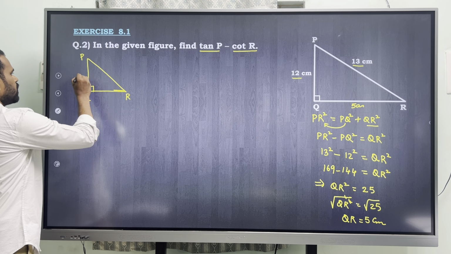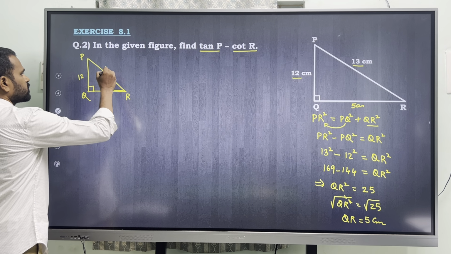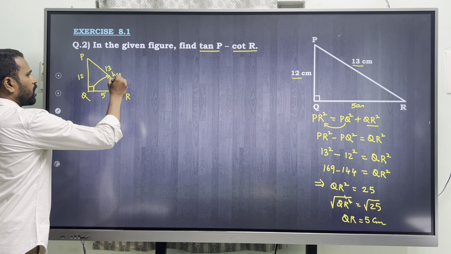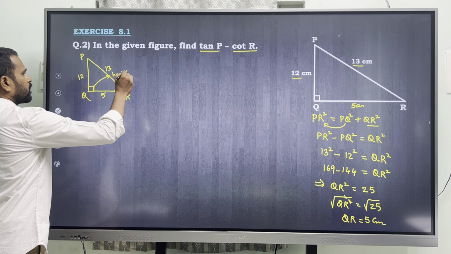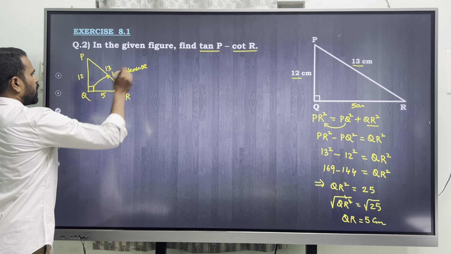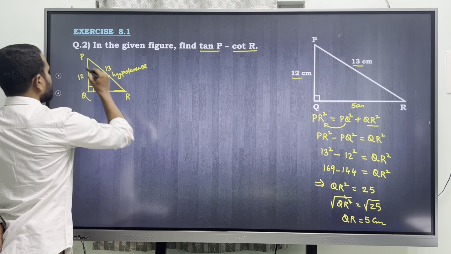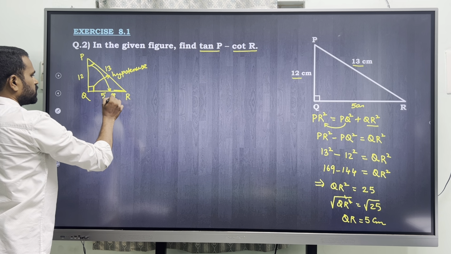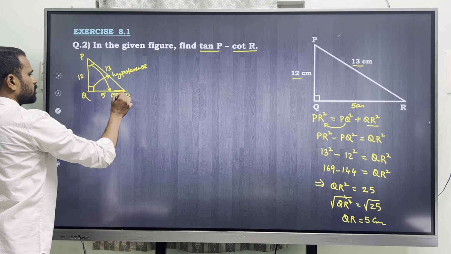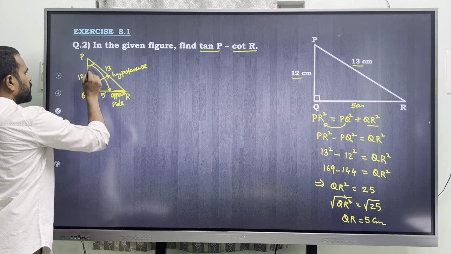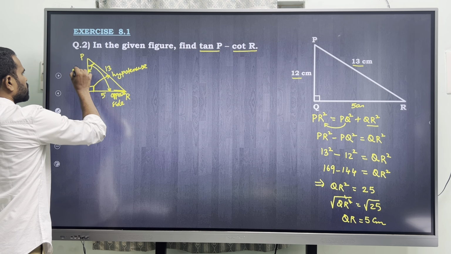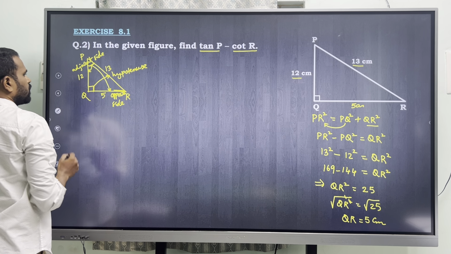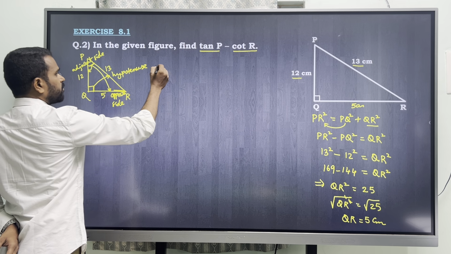Now this is 12, this is 5, this is 13. So this is the right angle, opposite to this is the hypotenuse. Okay, hypotenuse, and the first one is tan P, right? So let us take this angle. Opposite to this is the opposite side, and next to this is the adjacent side.